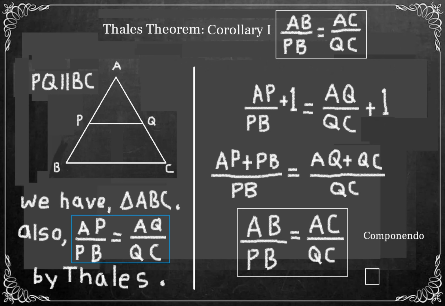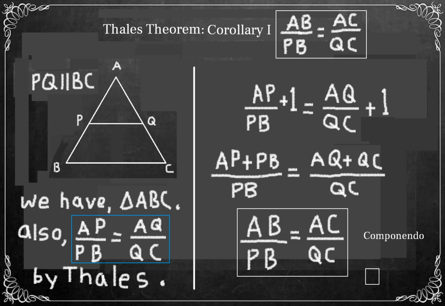Now we can refer to Thales' theorem and componendo to prove two corollaries of the same theorem. We want to prove the ratio equality in the white box. AB over PB equals AC over QC. We have the triangle ABC, and referring to the definition of parallel lines, the line PQ is parallel with the line BC. Also, the following ratio equality in the blue box by Thales' theorem.